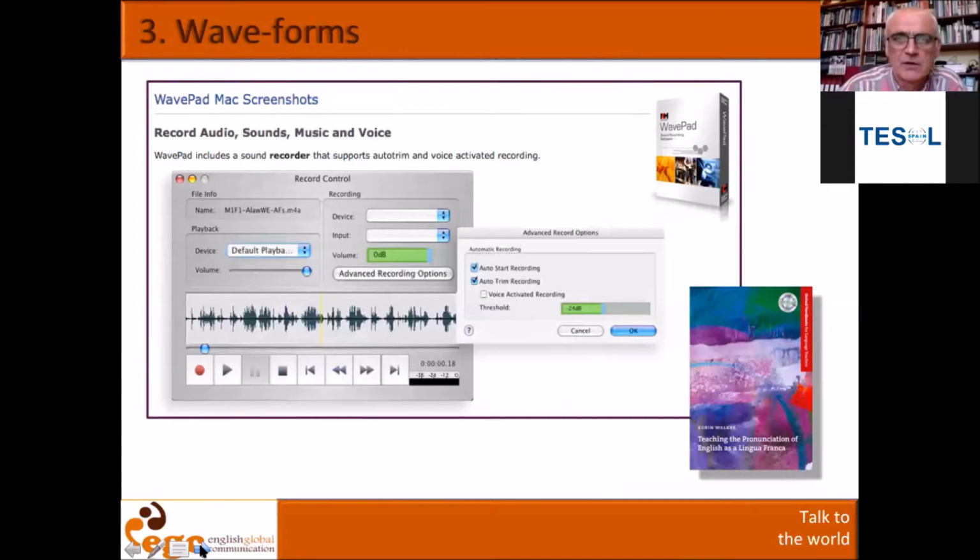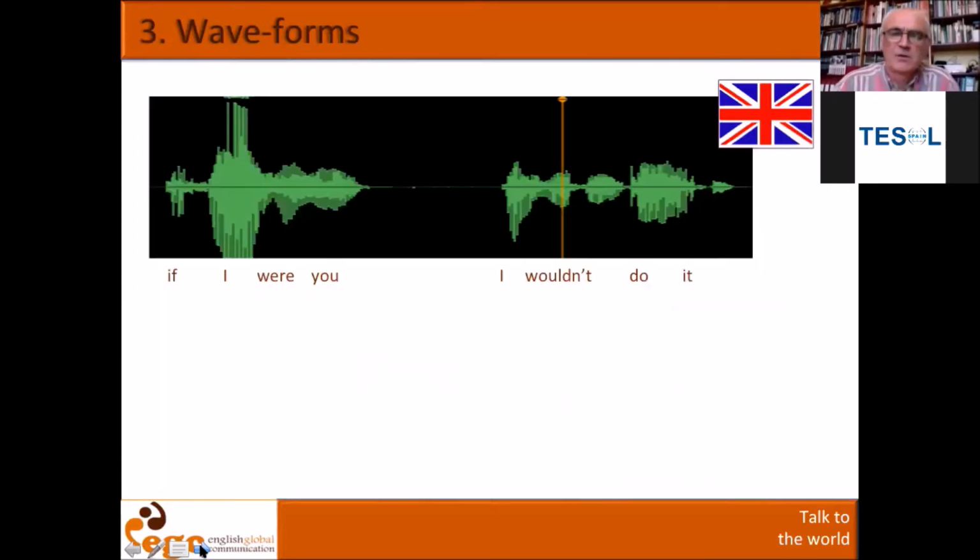I had to do a lot of stuff and I was using WavePad. And at first, obviously I was intimidated by it all. What I did find was that it was interesting the way it actually highlighted an important issue for me, which was tonic stress, sometimes called sentence stress. So this is me speaking, and if I were you, I wouldn't do it. And you can see the tonic stress on I, and you can see the tonic stress on do, and you can see the sort of total lack of stress on it.